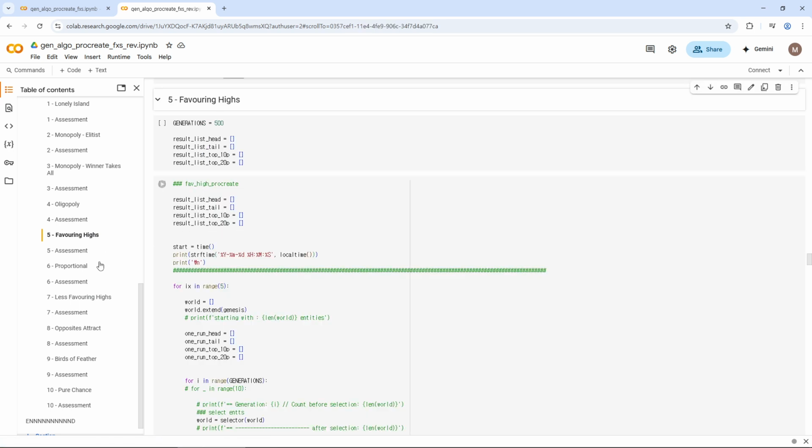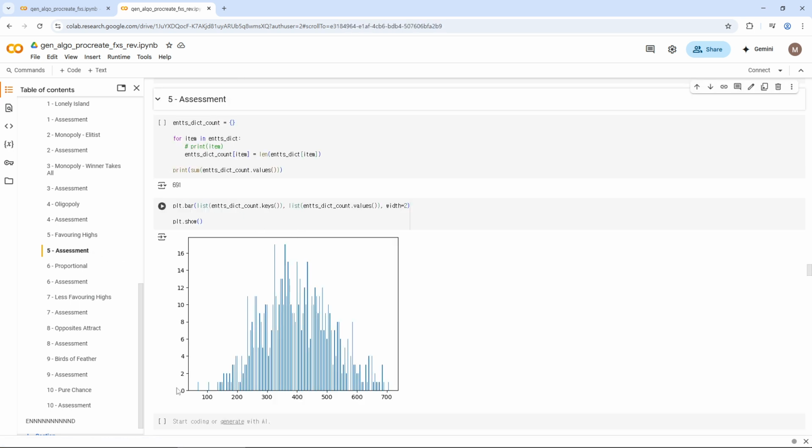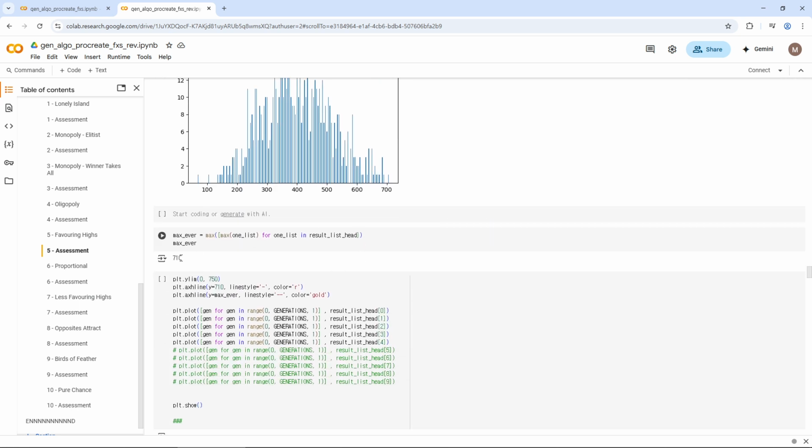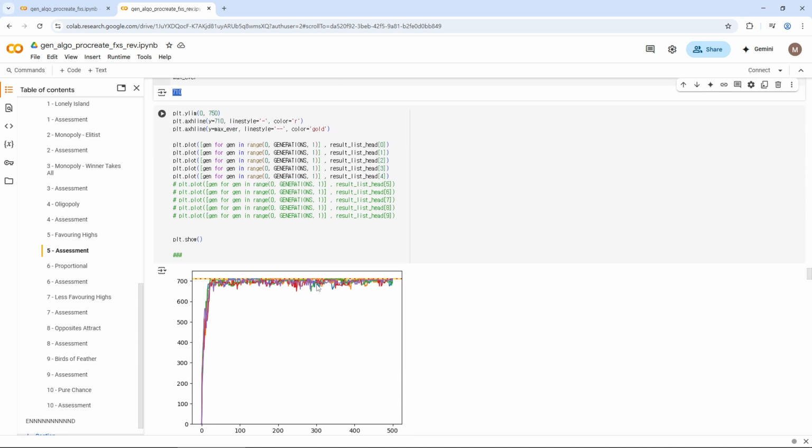And favoring highs, here are the assessment. Again, kind of a bell curve, and highest ever. It did reach the 710, so that's good. However, the heads do oscillate. It's more stable, and sometimes the best within a generation is way less, which could mean that the good ones mutated, went above the physical weight threshold and got struck out.